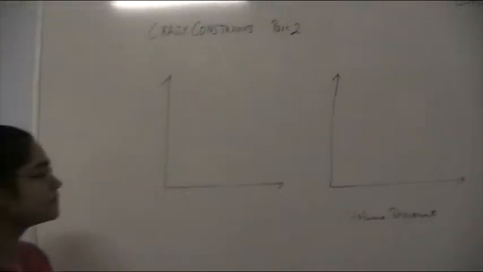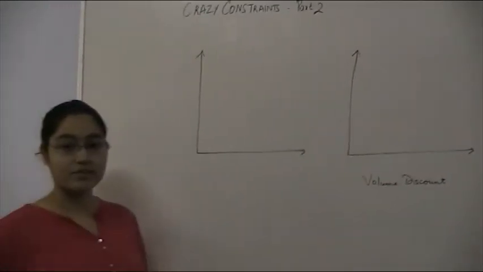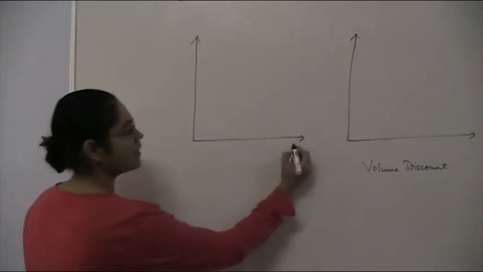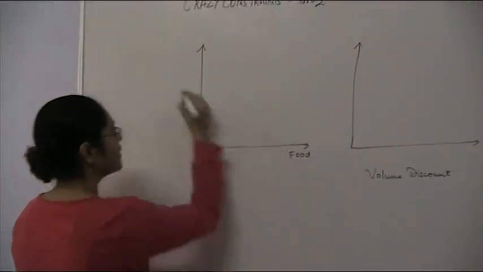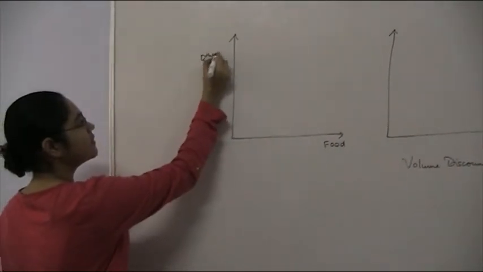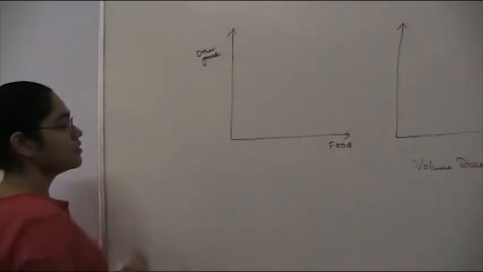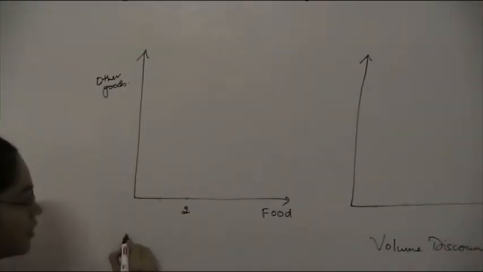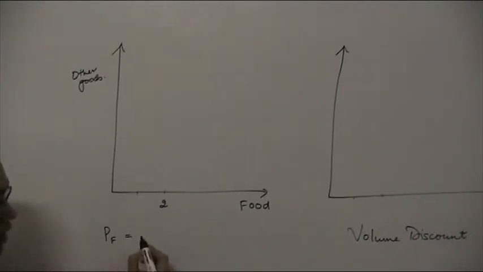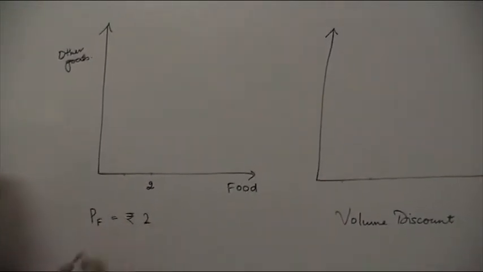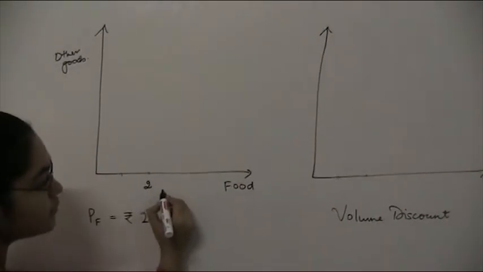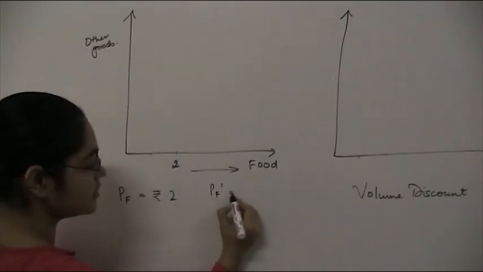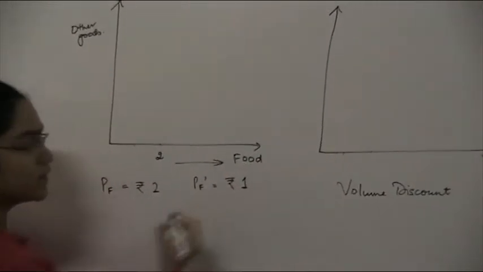Budget constraints. We were talking about a deal which the shopkeeper does with you. The shopkeeper says, let's say we have food here and everything else here. So the deal is that if you buy up to 2 units of food, the price of food that you are charged is 2 per unit. Whereas if you buy more than 2 units of food, the price of food that gets charged is 1 rupee.